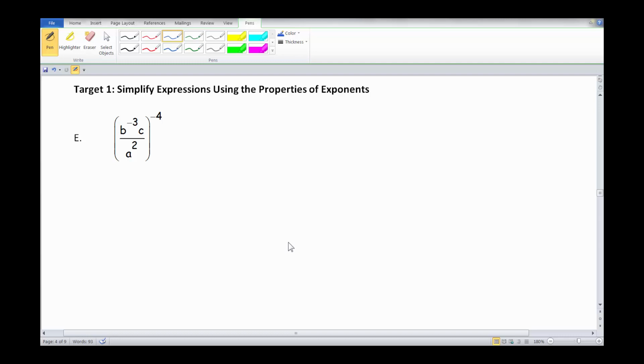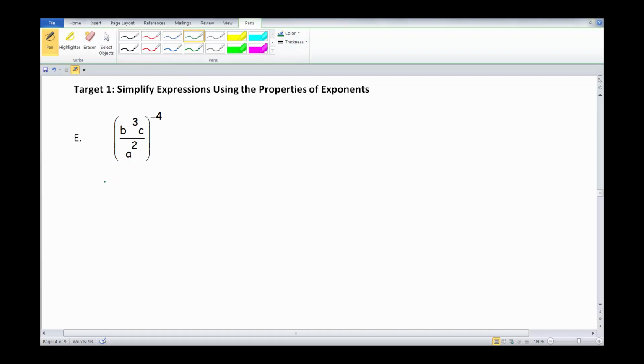Here we are at our Chapter 5, Target 1E from our Chapter 5 study guide. Now, we're asked to simplify the following expression using properties with exponents. Believe it or not, with E, there are actually a number of different ways that we can go ahead and proceed with it. What I think I'll do is actually show 3 different ways, and then you can go ahead and choose whichever one you feel is going to work best for you.